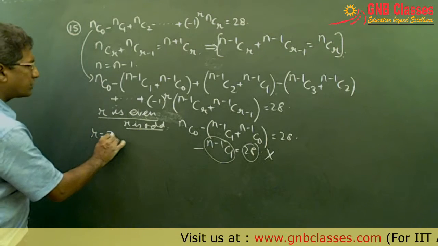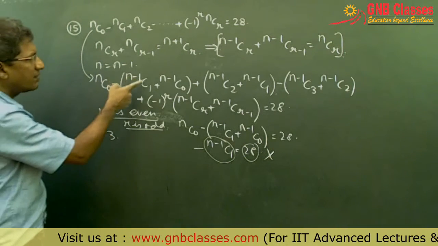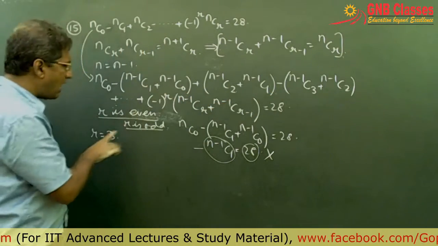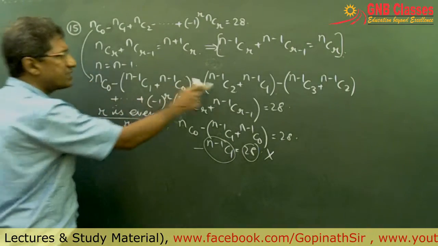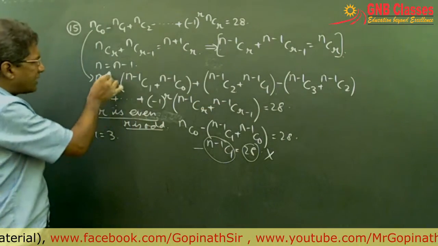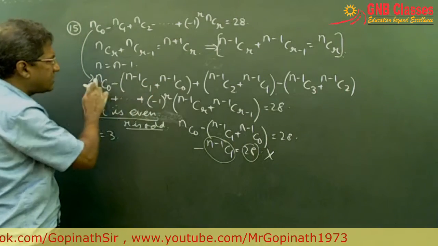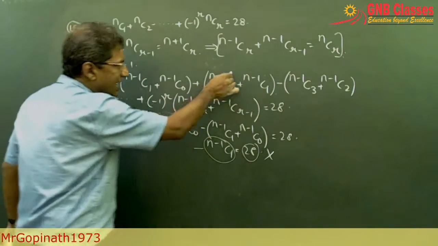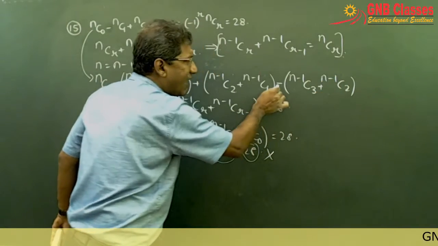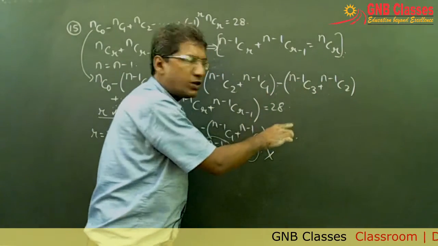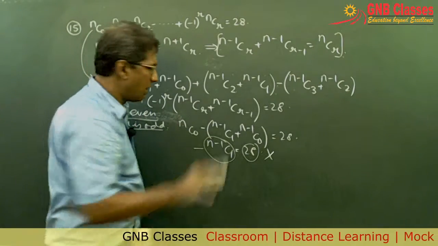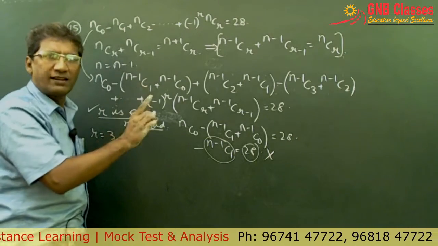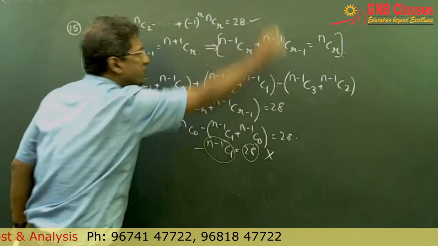Now let us check another case. Let us say r is 3. That is, we are taking this term, this term, this term, as well as this term, right? Now if I open the bracket, look carefully, n minus 1 C0 and nC0 are all equal to 1, so this goes off. This and this go off. n minus 1 C2 and n minus 1 C2 go off. So again we are left with minus n minus 1 C3, which is equal to 28, which is impossible, right? Therefore, r always has to be even. Otherwise, it will never satisfy the equation which is given to us.